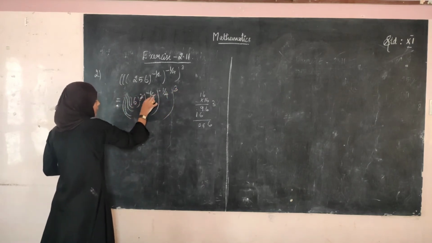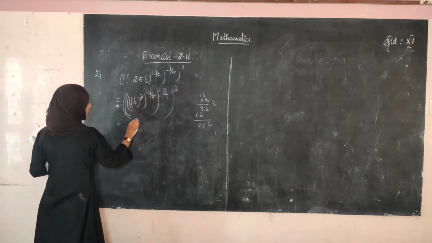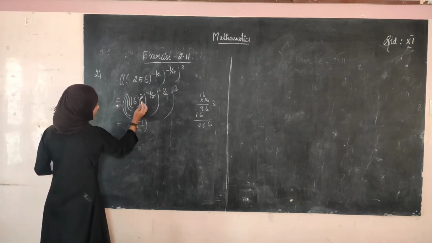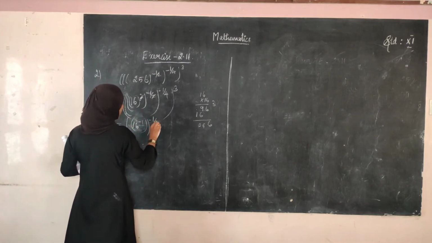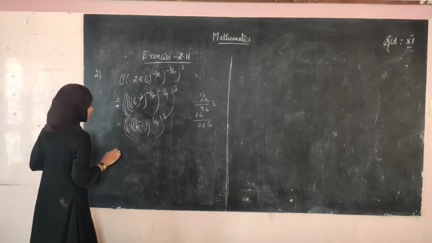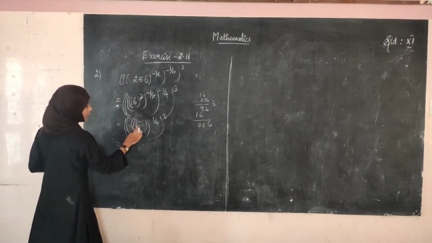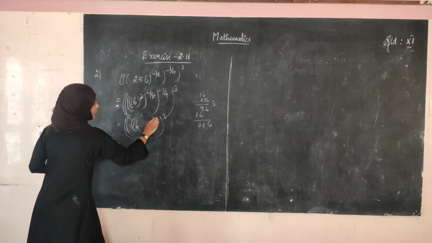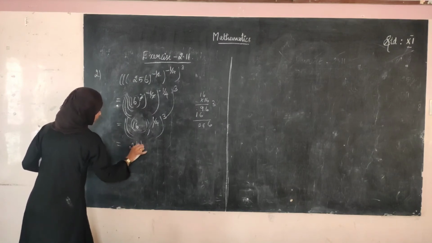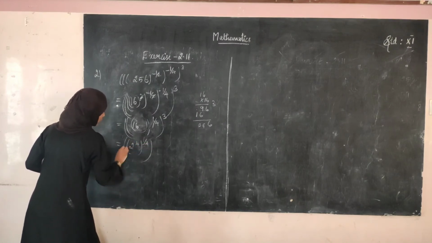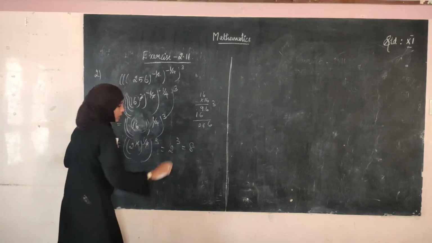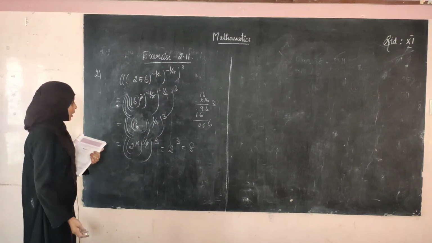Now see here, this and this gets cancelled. Therefore 16 power minus 1, okay, the whole power minus 1 by 4 the whole cube. Minus 1 into this one it becomes plus 1, so no need to change that. So 16 power 1 by 4. See, 16 can be written as 2 power 4, 2 power 4 the whole power 1 by 4 the whole cube. This and this gets cancelled. Therefore 2 cubed is equal to 8. So 8 is the answer. Okay, now the third sum.